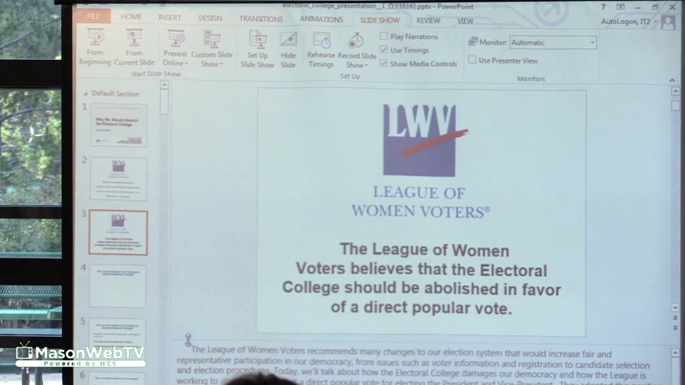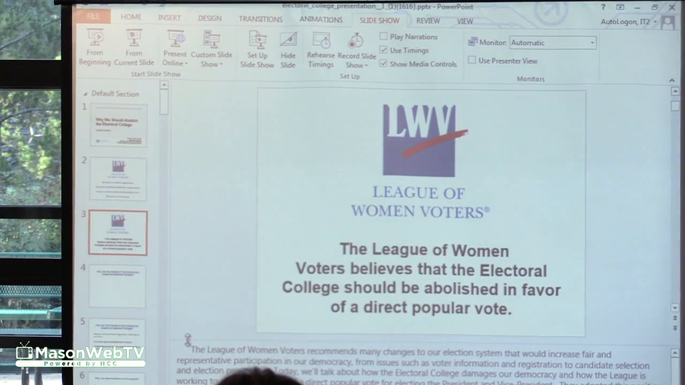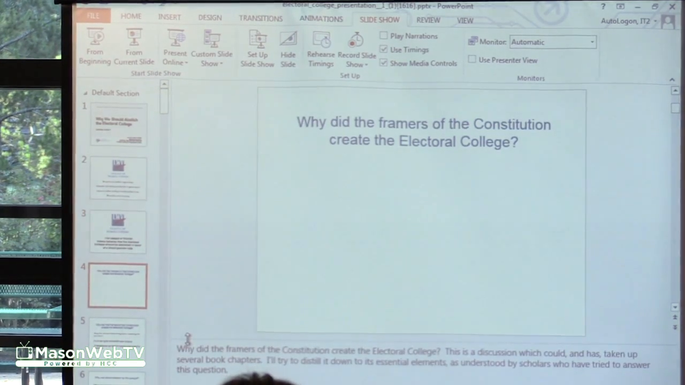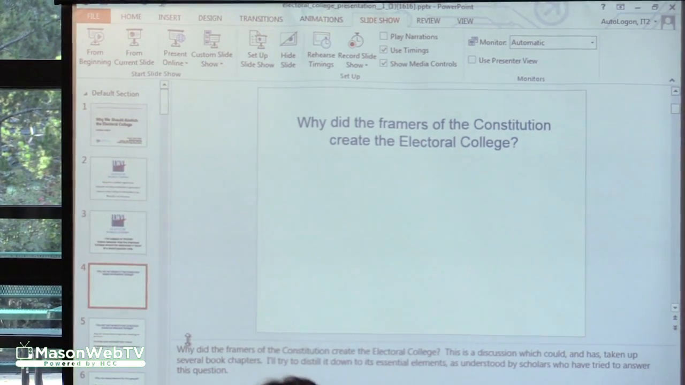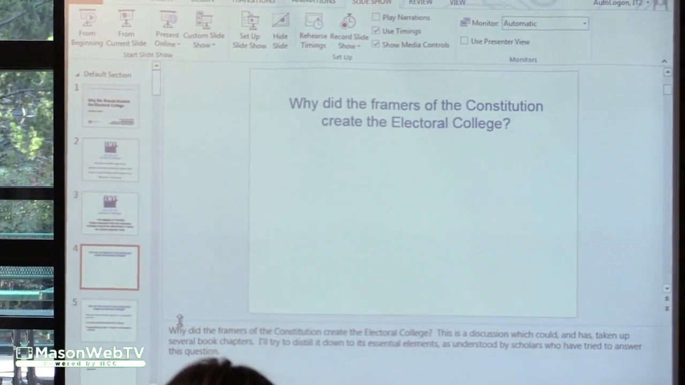So this position was adopted in 1970, and it was most recently updated in 2010. First, let's talk about what the Founding Fathers intended by establishing the Electoral College. It's taken up a lot of book chapters, but we're going to distill it down to the essential elements.